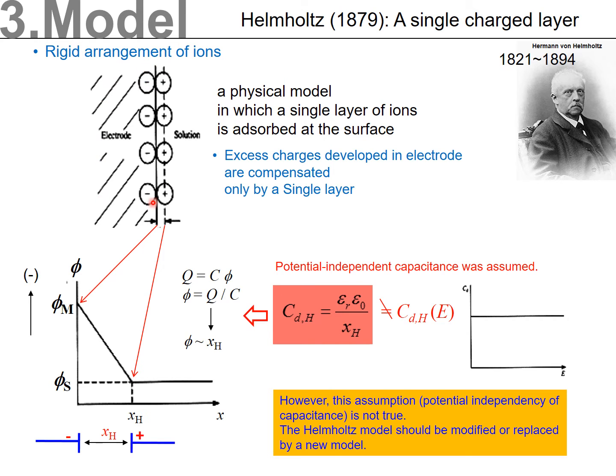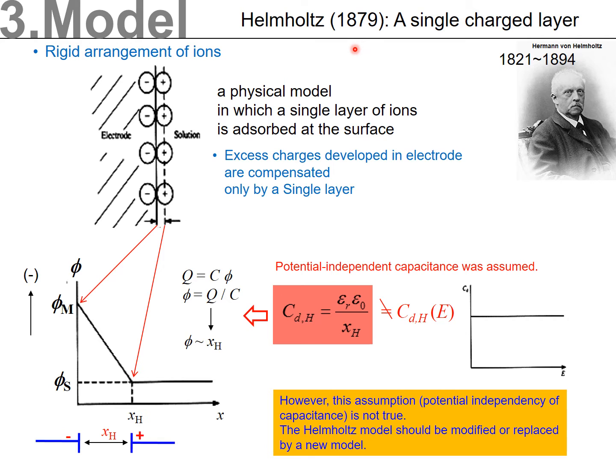Here we have an electrode and electrolyte. The electrode is electrified by 4 excess negative charges. And what happens on the side of the solution? To compensate the excess charges, we could use the 4 cations on the side of the electrode. Then those 4 cations are compensating the 4 negative charges developed inside of the electrode. That was the very simple idea presented by Helmholtz in 1879.